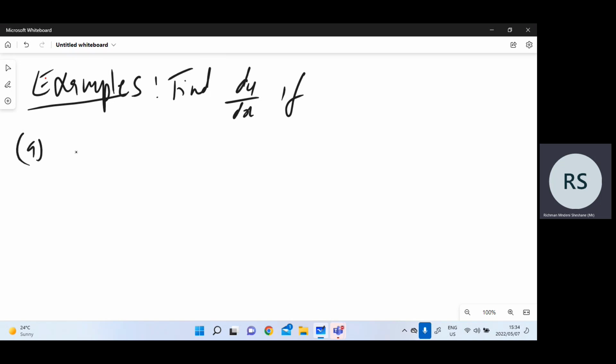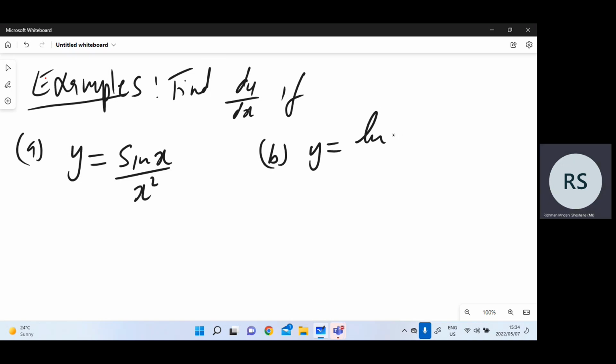We want to find dy/dx if we're given these two functions. The first one is sine x over x squared, and b, we have a function y equal to ln of x to the power of 3 over x. Okay, so we want to find the derivative of these functions.